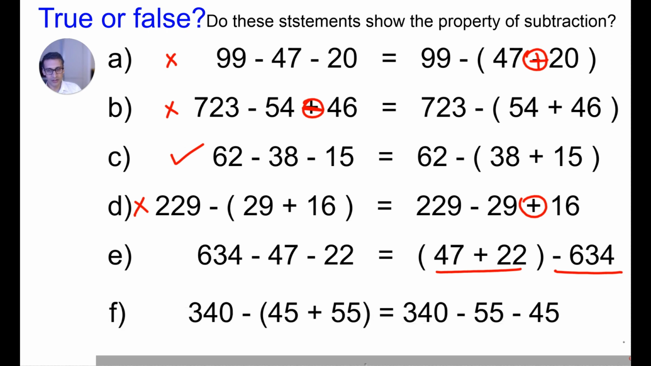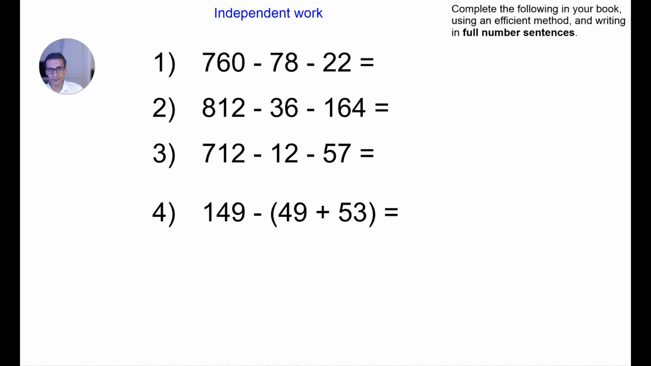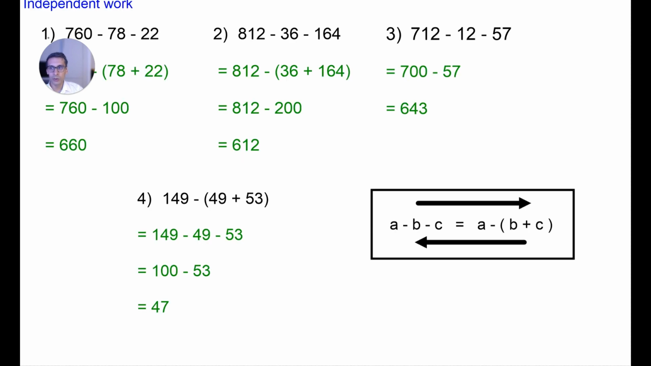And then for F, decide whether this is true or false. Okay, so I can tell you that F is true. Okay, because we're going to take the sum of these two away, so it's the same as taking away these two individually. Okay. Now try these questions in your book, pause the video, work these out, and then I'm going to show you some answers coming up on the next slide. Here come the answers, fully worked out for you to look at and mark your work.